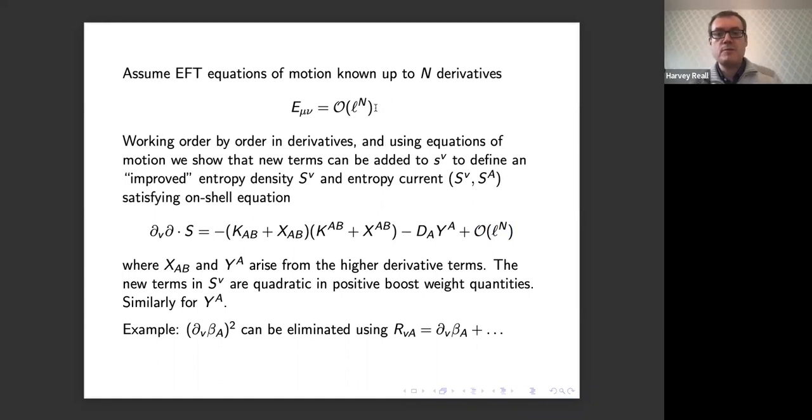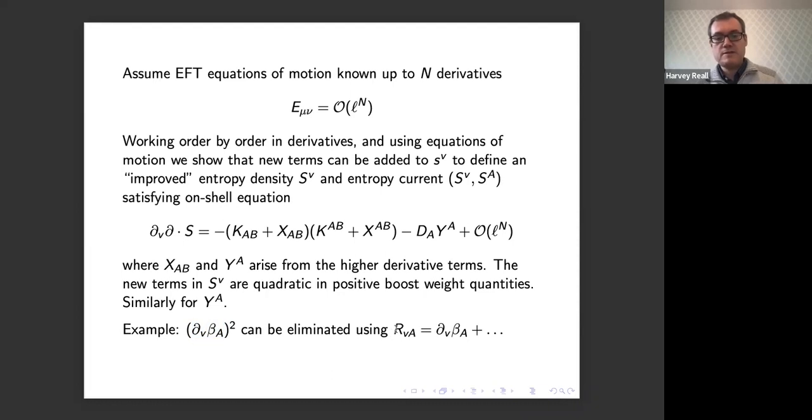So these are terms of the same order as the unknown terms on the right-hand side of our equation of motion. And as I explained earlier, that's always what one would expect in effective field theory. So as an example of where we use equations of motion, I mentioned earlier that you could have terms like this arising in the analog of Raychaudhuri's equation. A priori, one has no control over this kind of term.